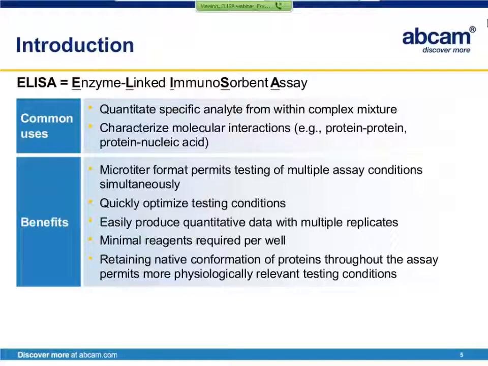There are a number of benefits to using ELISA over other immunoassay formats. A microtiter plate format permits testing of multiple assay conditions simultaneously, and it allows one to quickly optimize testing conditions. One can easily produce quantitative data with multiple replicates, and due to the small well volume, minimal reagents are required. Also, retaining native protein conformation and optimum reaction conditions throughout the assay permit more physiologically relevant testing conditions.